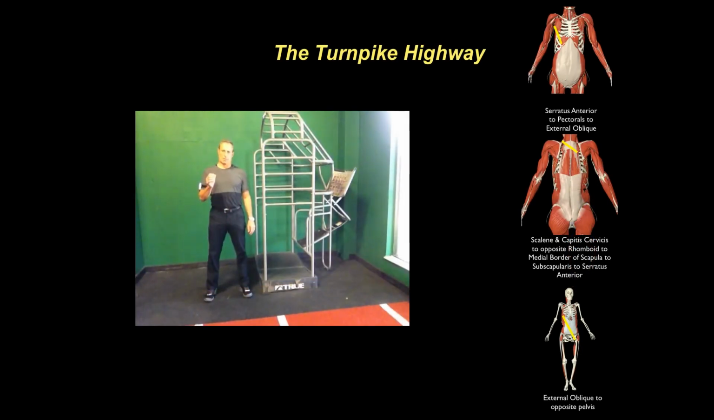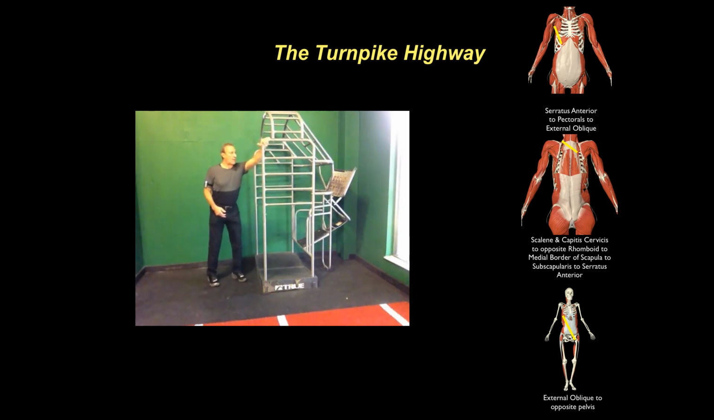The last and newest flexibility highway is the turnpike. The turnpike goes from the opposite posterior neck, from the scalenes and the cervicis capitis, down into the rhomboid, comes across to the spinous process to the opposite scapula. The rhomboids converge with the medial 30% or so of the scapula to the subscapularis on the medial side of the scapula. Subscapularis runs across about the lateral 20% of the scapula. The subscapularis converges with the serratus anterior, which then converges with the external oblique, coming down to the opposite hip.